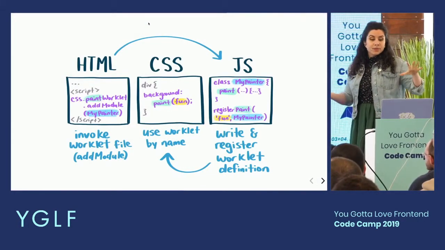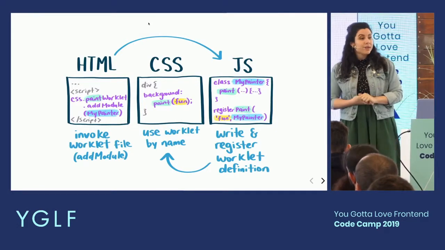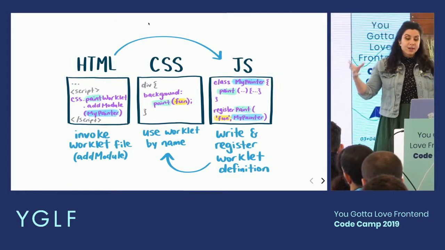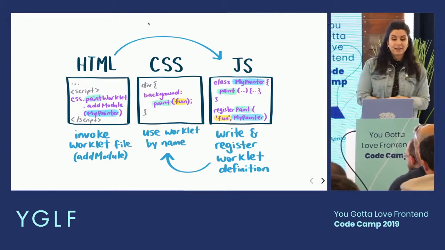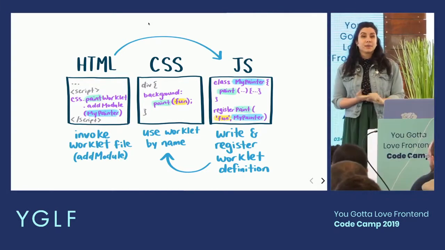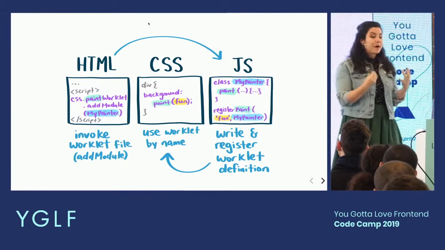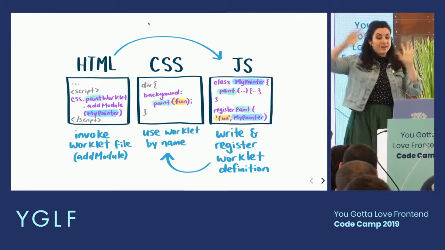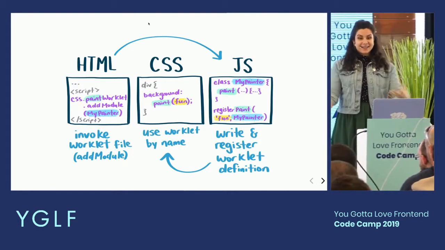In JavaScript, you have a class that you're registering, and that could be a paint, a layout. You have to give it a name. Then you can invoke that worklet file in the HTML, so you add it to the CSS interface that the browser is now going to read and understand. And then in CSS, you can use the worklet by the name that you gave it inside of your JavaScript. So you can access that in CSS.